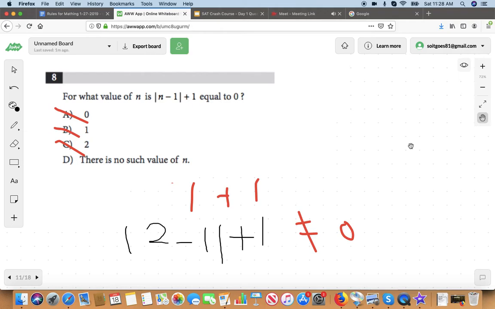I mean, there is a way to isolate n with absolute value, and I'll be honest, I don't know how to do it. I don't care. I know how to solve the problem.